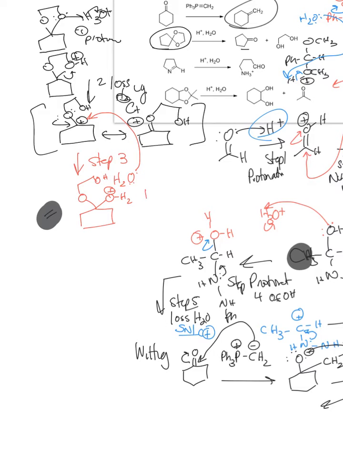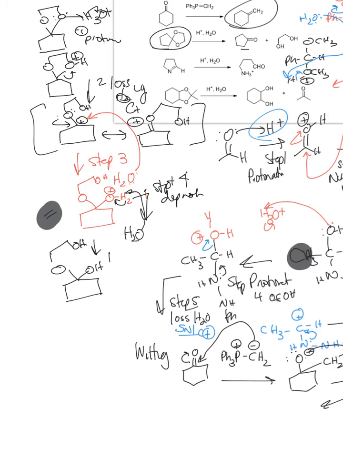And now you have step 4, deprotonation. So water then will take away a hydrogen to make this neutral species. This is a hemiketal right here. So this is a hemiketal halfway. And then you're going to get step 5, which is protonation. So you're going to get a protonation.